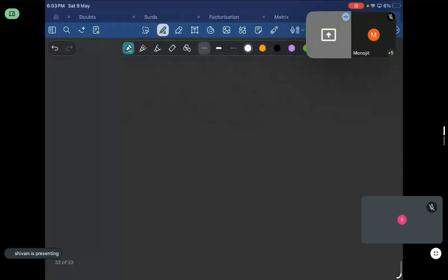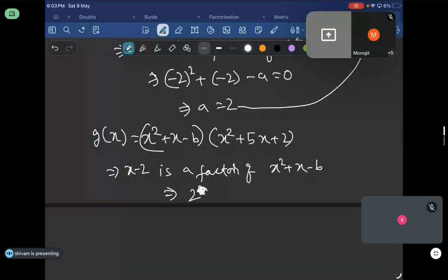Okay, this implies x minus 2 is a factor of x square plus x minus b. What does it give us? This implies 2 square plus 2 minus b should be equal to 0. This implies b should be equal to 6. Right everyone, I've got b as 6. So g of x, let us factorize everything, okay?